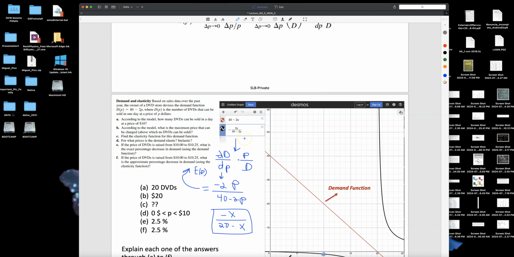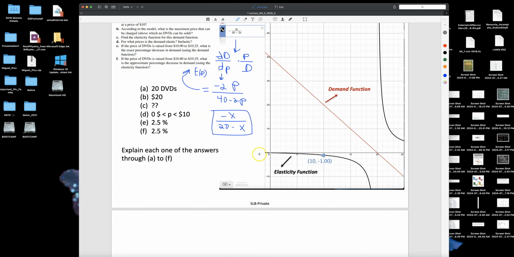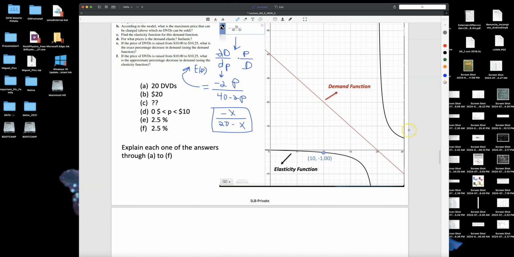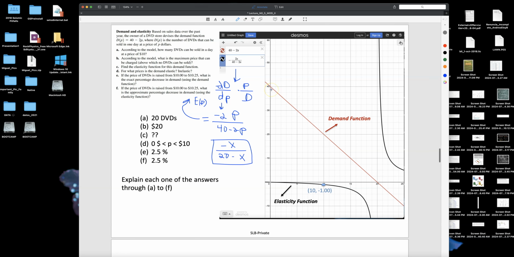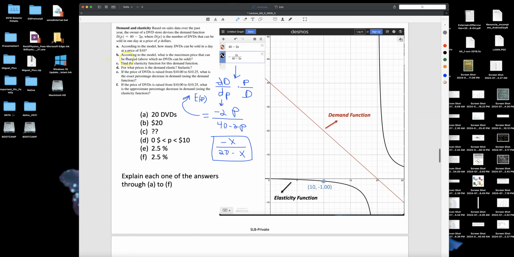And what I did in Desmos, I plotted that function in here. And you can see that you have two branches. Okay? Now, let's take a look at this function. So, and let's go here with the comments. So they say, find the elasticity function for this demand function. Well, we know it's this one. The next one is D. For what price is the demand elastic or inelastic? Okay? Oh no, I have here another one.